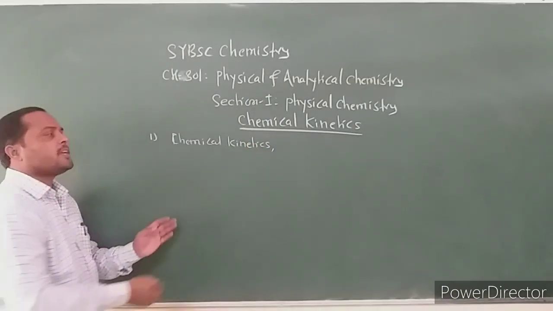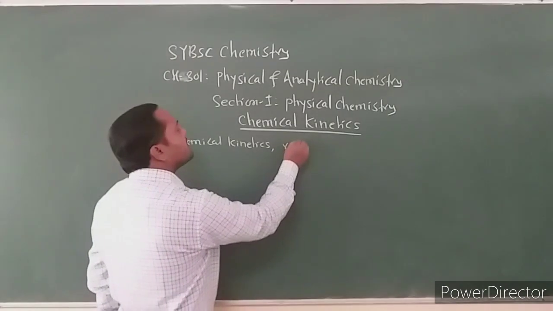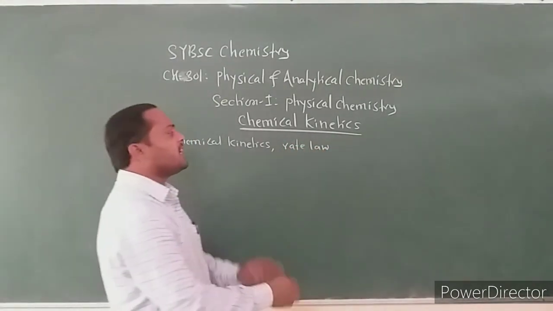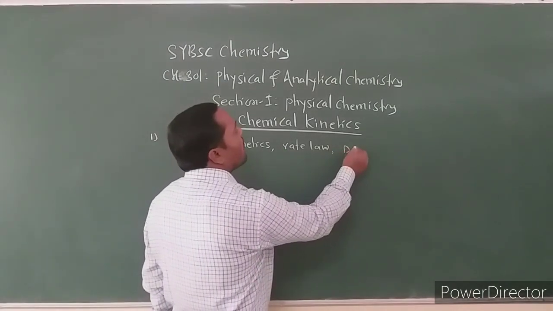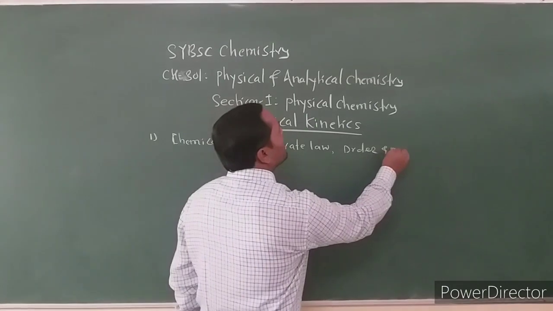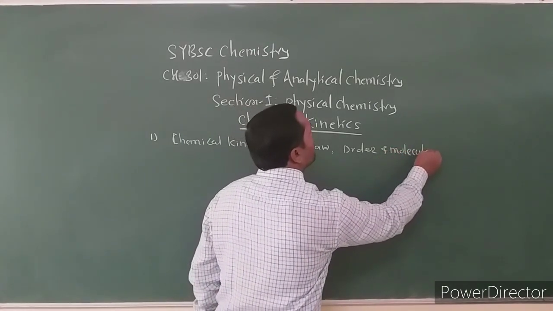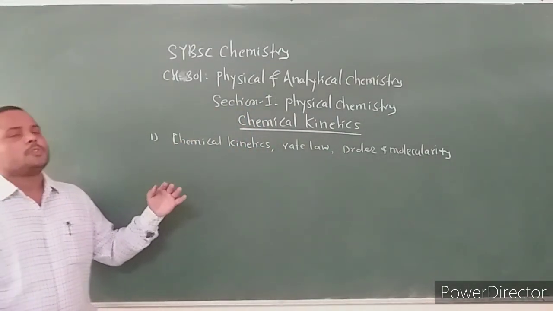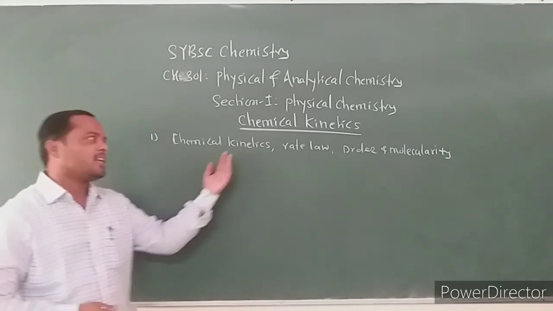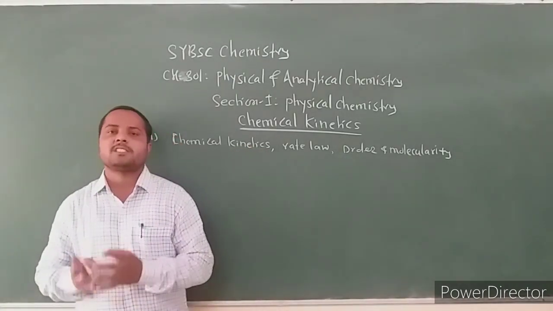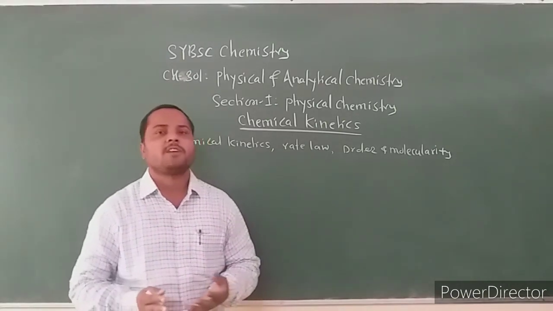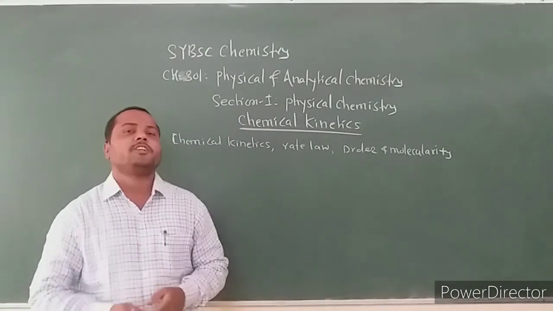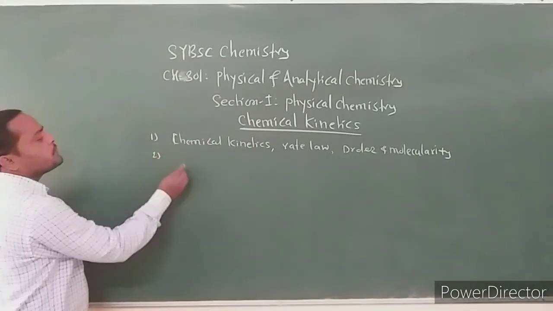What is the significance of chemical kinetics? Then the rate of reaction and how to express the rate law for different chemical reactions, then order of reaction and the definition of molecularity of reaction. This is the first objective: to know the definition of chemical kinetics, how to express the rate law or rate equation, the definition of rate of reaction, order of reaction and molecularity of reaction.